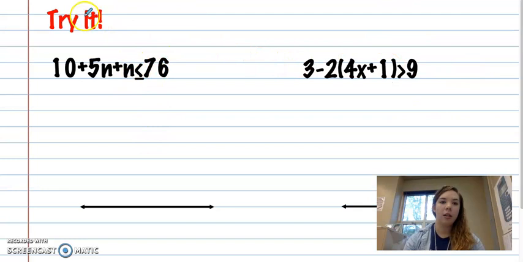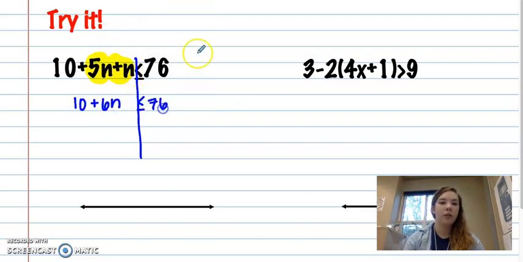All right. On these, you can try them on your own or do them with me, but we're essentially doing one more of each kind from before. So on this one, I don't have any parentheses, so I don't need to distribute. But I do have like terms of 5n and 1n. So 5n plus 1n is 6n.